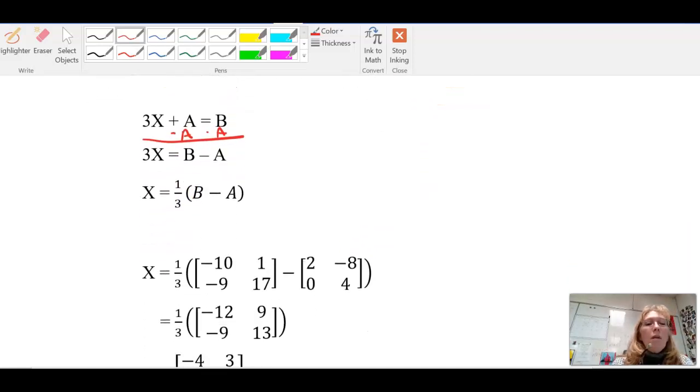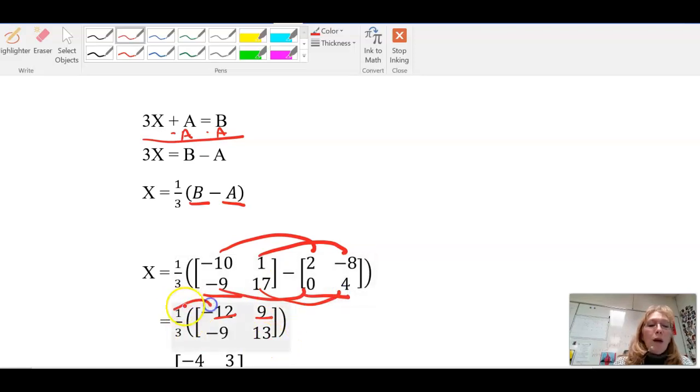So to do this, I'm going to take b minus a. So here's b minus a. I'm actually going to do that because that's fairly easy. Negative 10 minus 2 is negative 12. 1 minus a negative 8 is 9. Negative 9 minus 0 is negative 9. 17 minus 4 is 13.